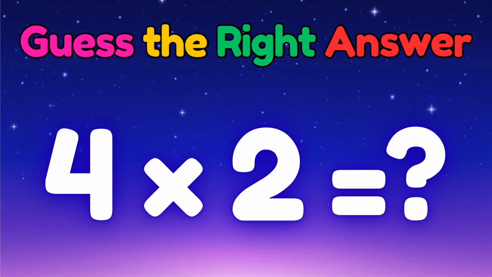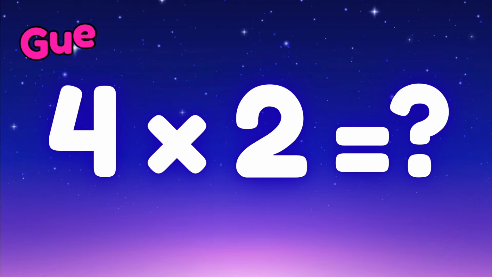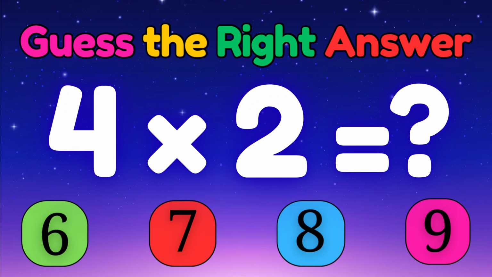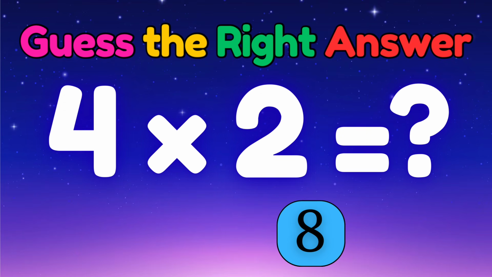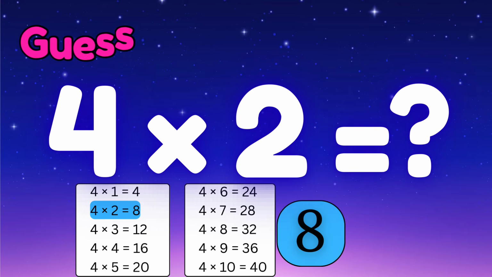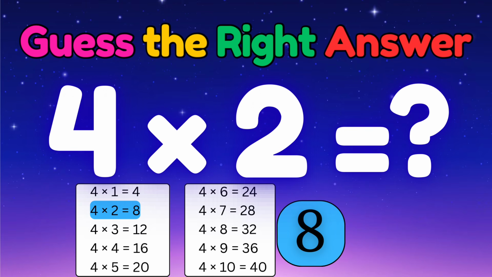Next one. What is 4 times 2? Let's check the options. Is it 6 or 7 or 8 or maybe 9? Think carefully. The answer is 8. You are doing amazing. 4 times 2 equals 8.